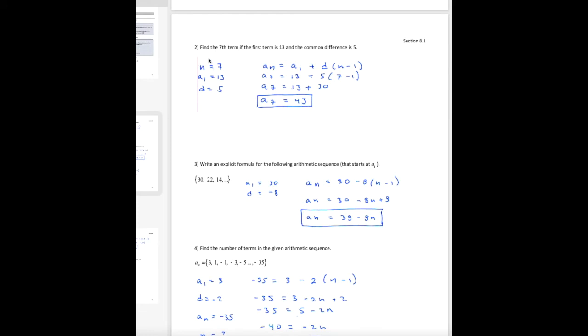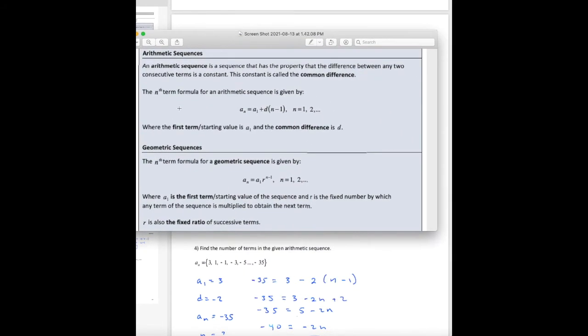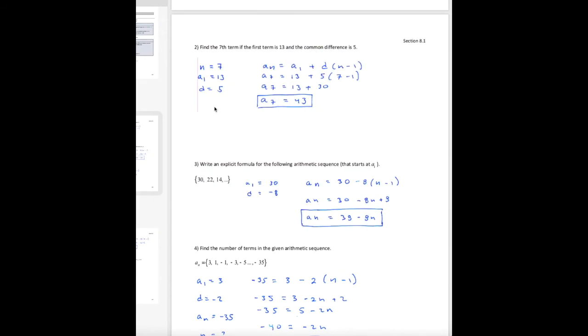Okay, so this next example is asking us to find the seventh term if the first term is 13 and the common difference is 5. So they're giving us a lot of pieces of the nth term formula here. What I like to do is start a list of what I know. I know I'm looking for the seventh term, so that means my n is 7. Our first term is 13, that's our a sub 1, and our common difference is 5, so d is 5.